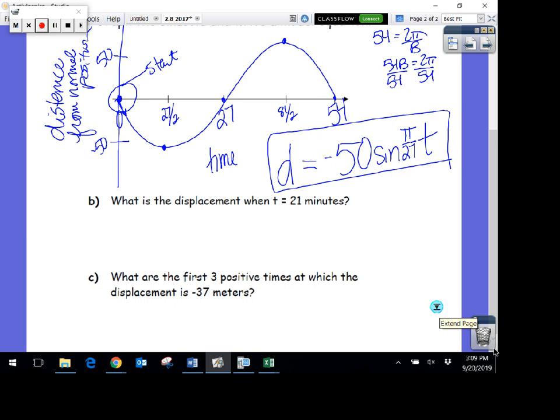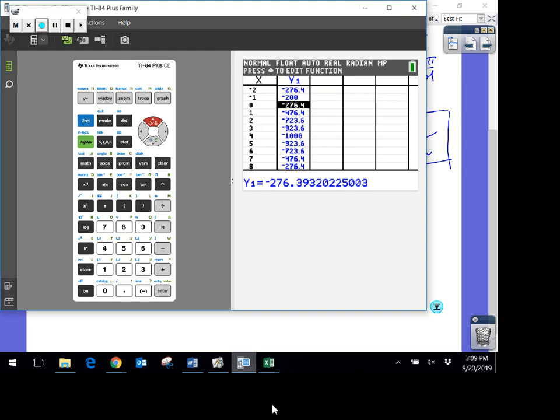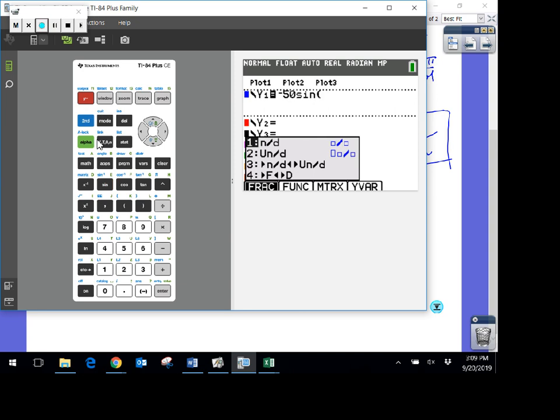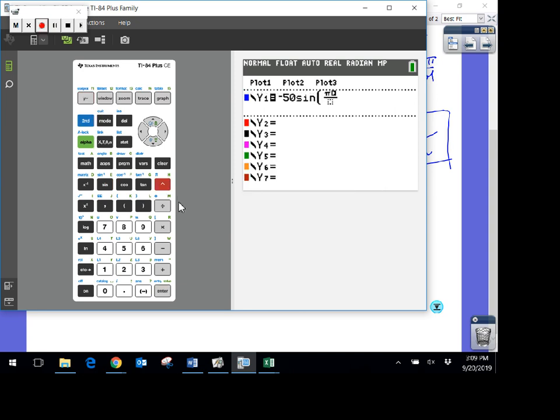Okay, so we want to know, at 21 minutes, what is that displacement right there? So in our calculator, y equals, we can clear that out, negative 50 sine pi over 27 x. Now, because there's nothing after it, whether I close these parentheses or not, it doesn't matter. There's nothing being added or subtracted, so that parenthesis does not matter. If something is being added or subtracted, it's very important to close it.